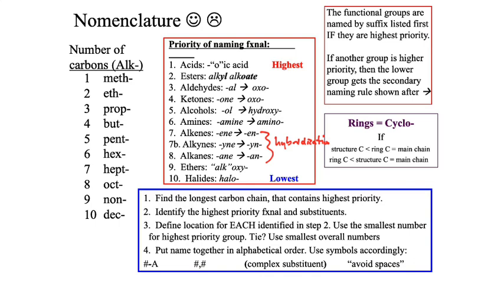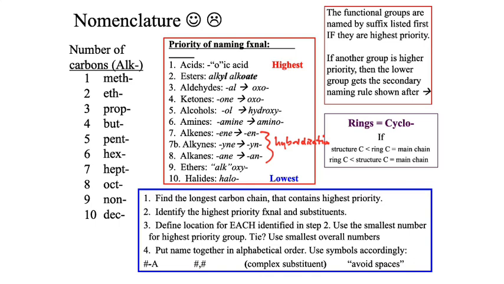In blue here is our next big section. When you look at a structure, the biggest thing is find the longest carbon chain that contains the highest priority functional group. Because we could have really long carbon chains that don't contain the highest priority functional group. What's the most important thing? The highest priority functional group. So I could change the name from 10 carbons to now only 2 carbons, because the longest chain only had 2 carbons with a high priority functional group. Okay? So be careful with that.